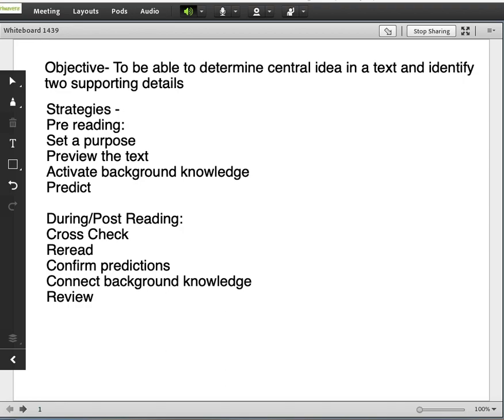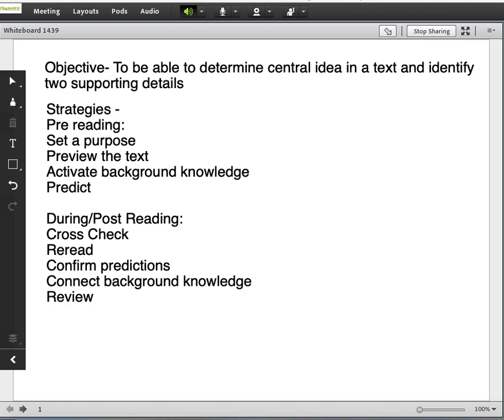So we're going to start off today by looking at some strategies for pre-reading and during reading and post-reading that can help us determine a central idea in a text and then identify details to help us support that concept or that idea that we've come up with. So we're going to focus on that today.